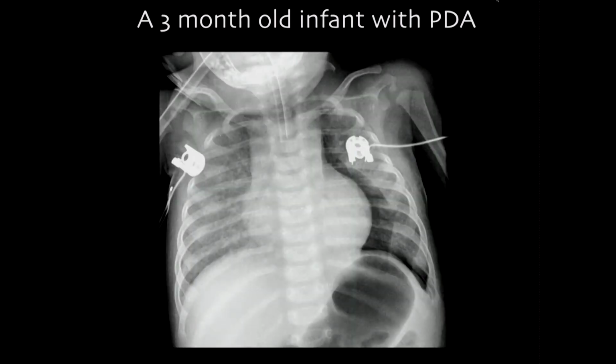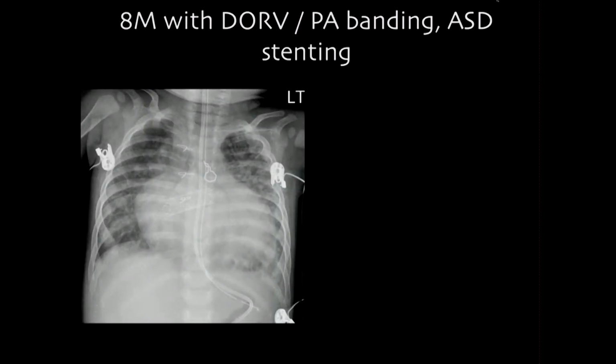Okay. A 3-month-old infant with patent ductus arteriosus. What's wrong here? What is this lucency? Pneumothorax in the supine position accumulates anteriorly and medially. So anteromedial pneumothorax, this is a common location for the pneumothorax to accumulate, okay? This one, don't forget this case.